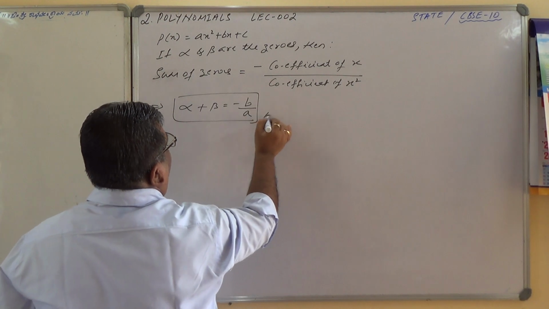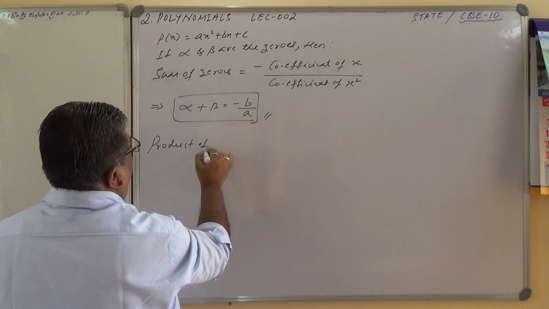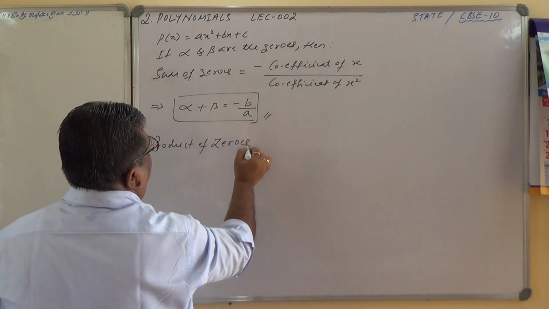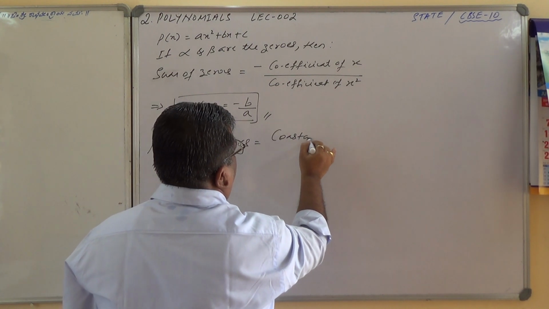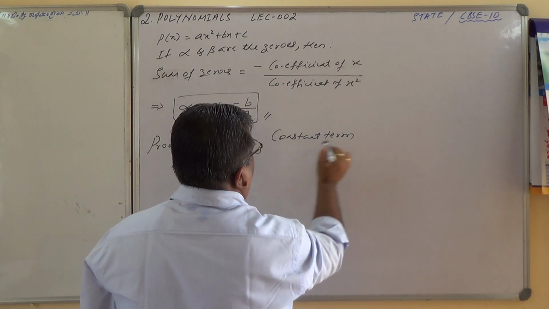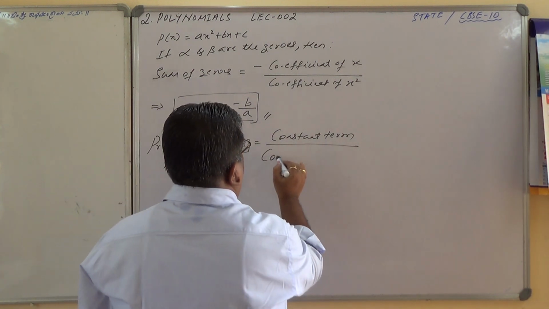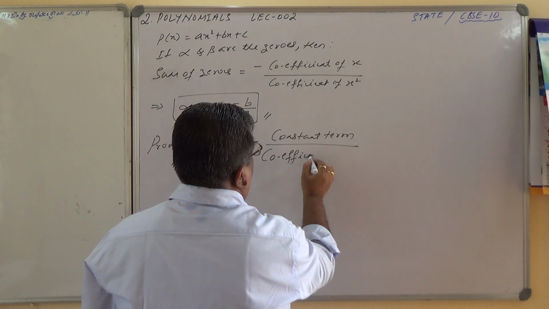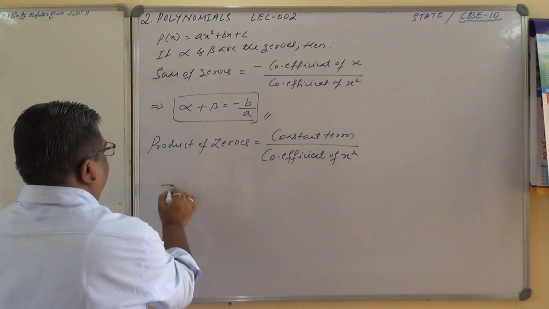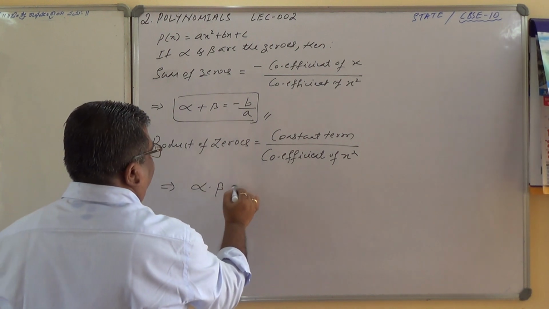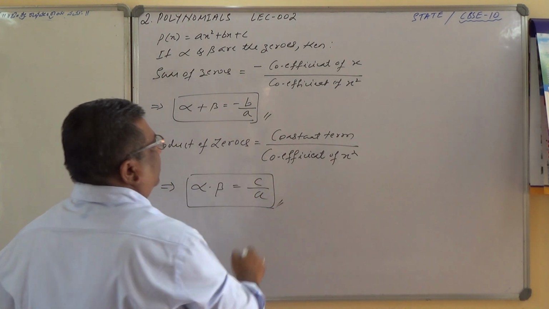This is one formula. And also product of zeros is equal to the constant term the whole divided by coefficient of x square, which implies alpha into beta equals c by a. These are the two important relationships.